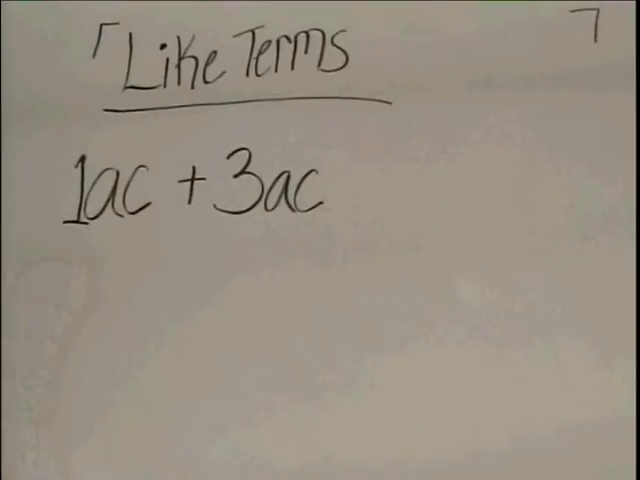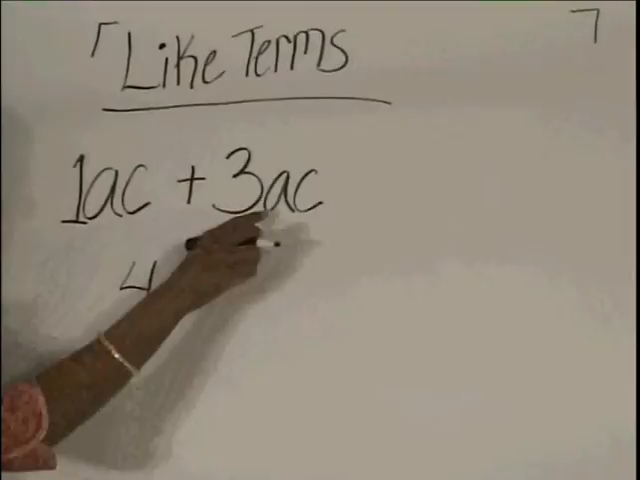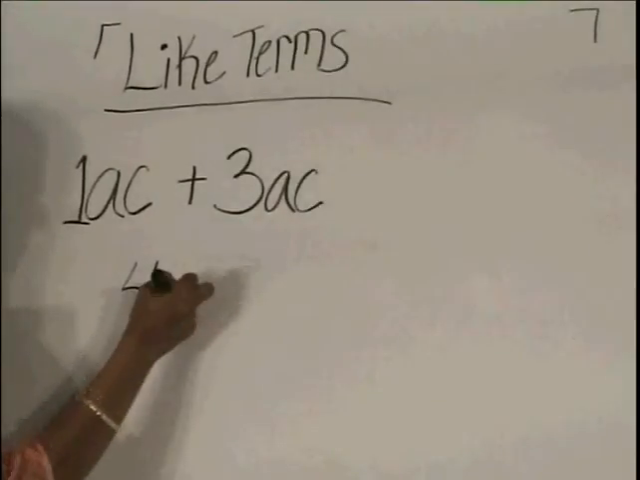So now that should look more familiar to you. Can you combine like terms? We have numbers and they have the same letters. 1 plus 3 is 4, and they both have what? AC on the end.